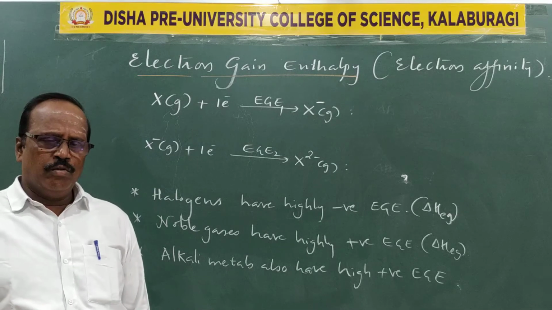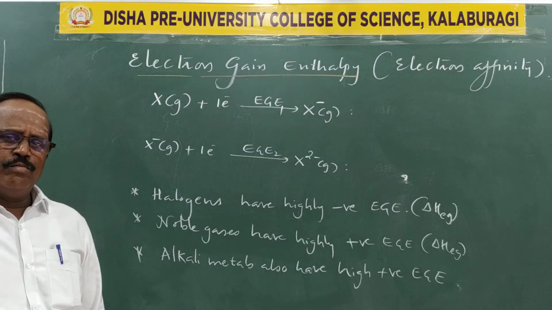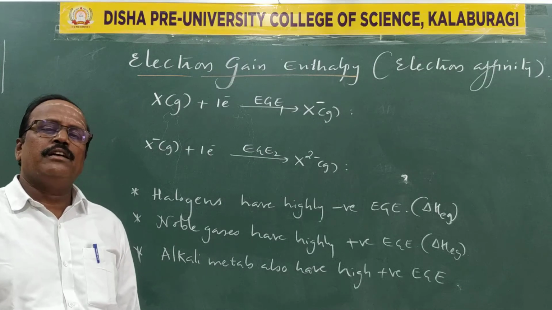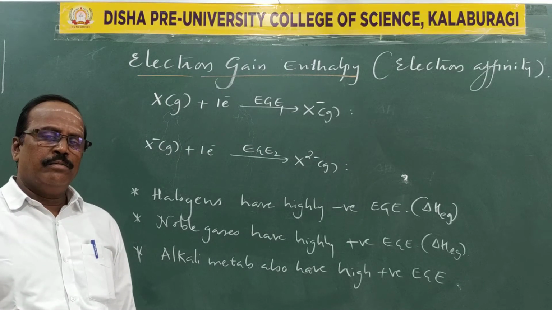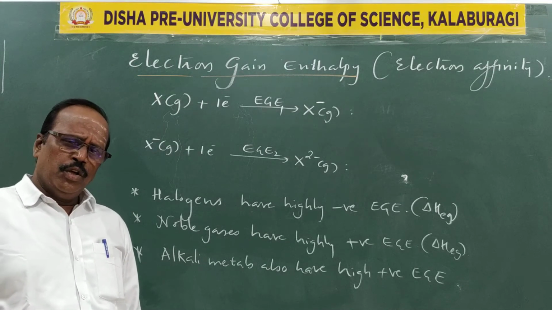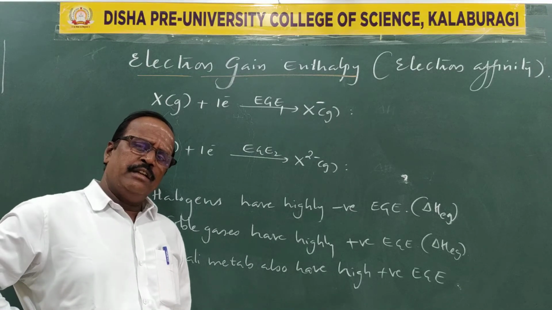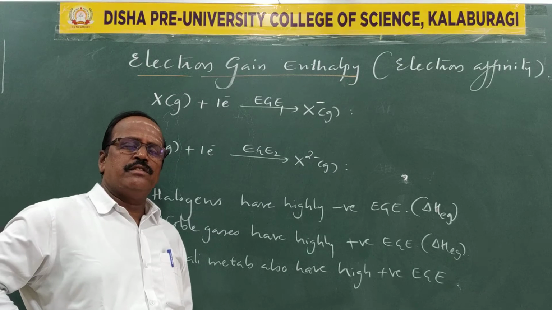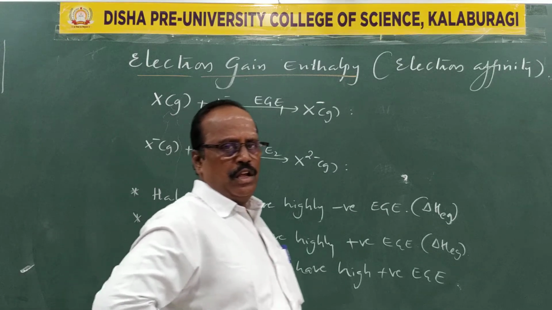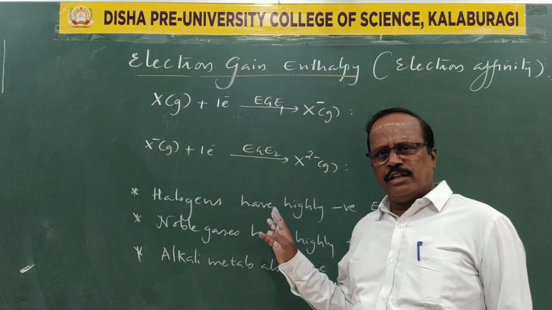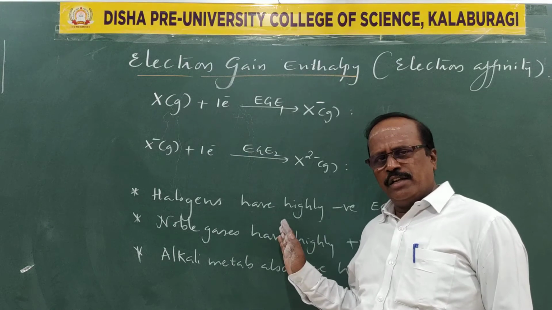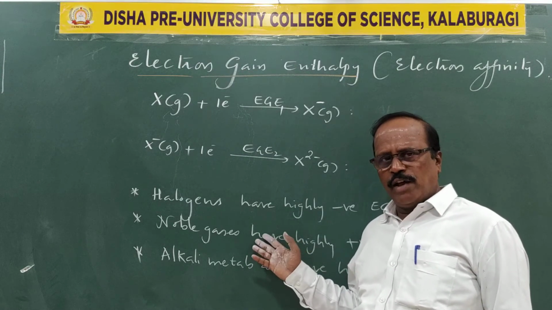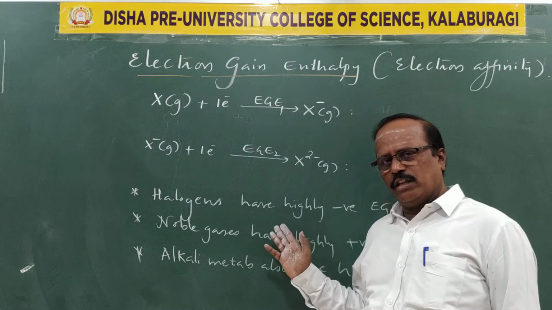And the more the electron affinity, the more the electron gain enthalpy, the more the non-metallic character. Remember, we study metals with the ionization energy concept, where the lower the ionization energy, the more the metallic character. And here for non-metallic property, generally the non-metals will have a higher, meaning negative, value for electron gain enthalpy.